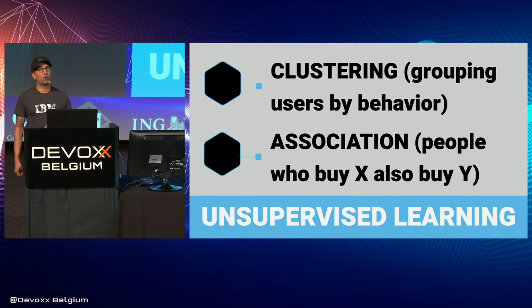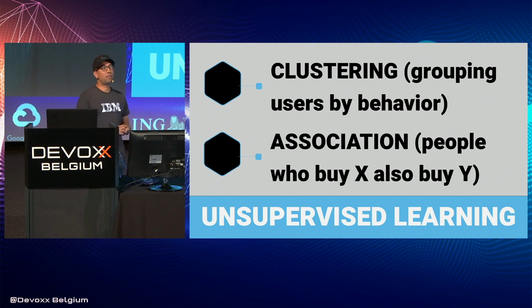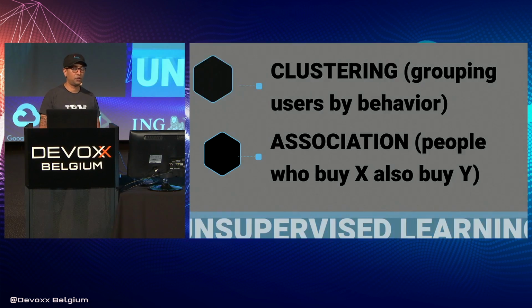So the other broad category in terms of machine learning applications is unsupervised learning. A couple of examples of this are clustering, which is, for example, grouping users by behavior, and association. So this could be something like people who buy this thing also buy this other thing. Okay? So unsupervised learning has two broad categories within it, clustering and association.